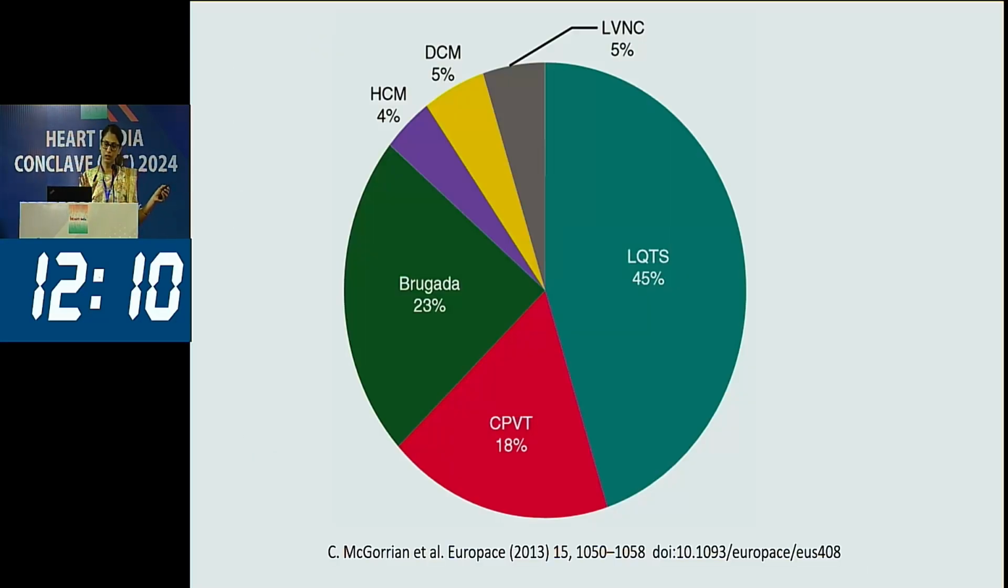If you see the data from the world over, the commonest cause of inherited cardiomyopathy or channelopathies, the commonest is long QT, followed by Brugada, then CPVT, and then there are three structural heart diseases.